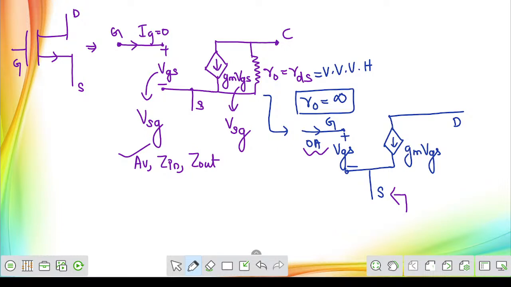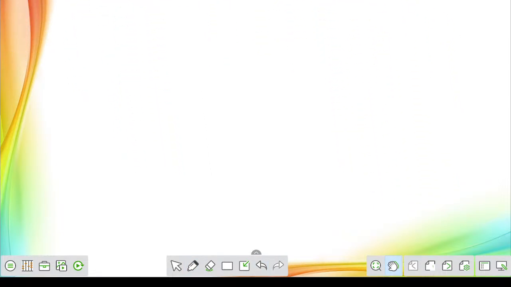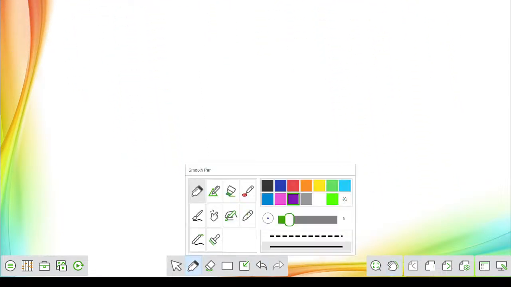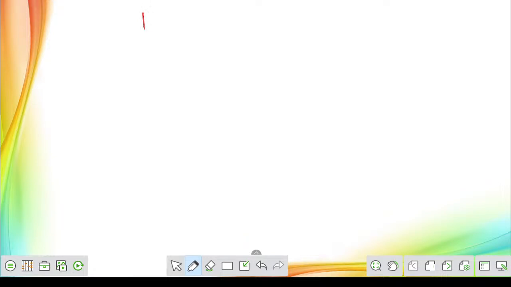I will show you some examples of how to perform this when a general diagram is given, so that you can get a clear idea about AC analysis of MOSFET. Suppose we take the same circuit, or otherwise I will take some other type also. I will show you how to perform this.